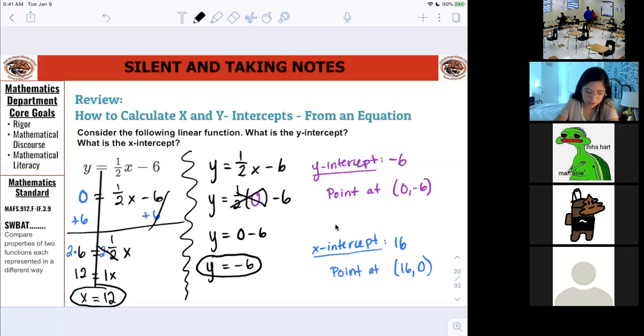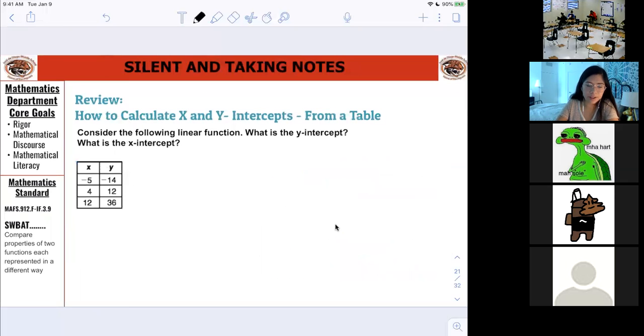Okay, so that's when you have an equation. So far we've done it on a graph, an equation, and now here's the tough one. Now we have a table. And on a table, the first thing you want to do is look at the table and see if there's any useful information. Does this one have any useful information?